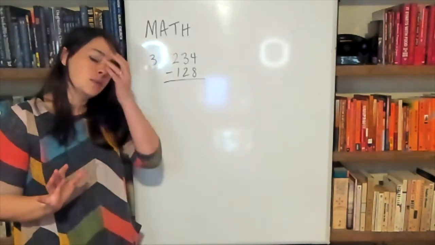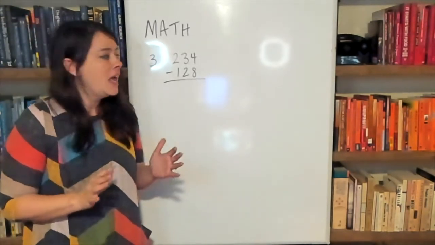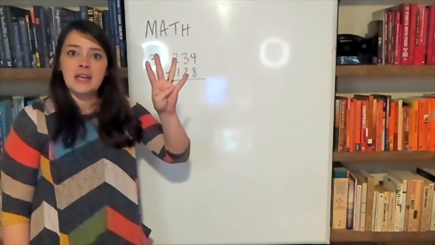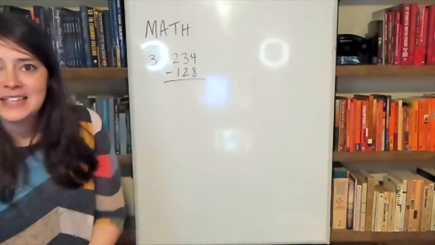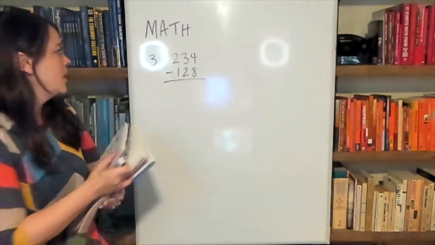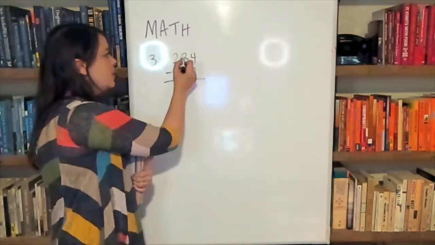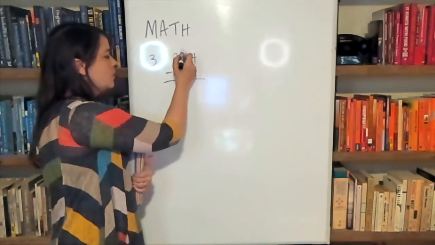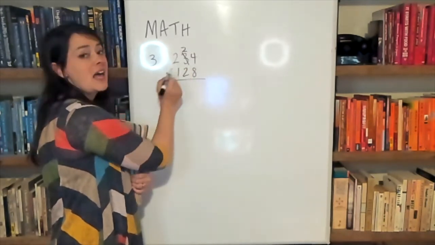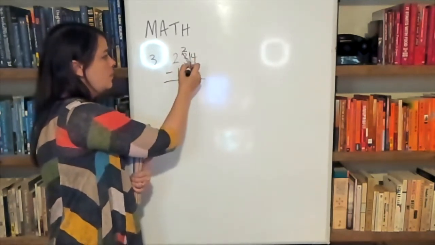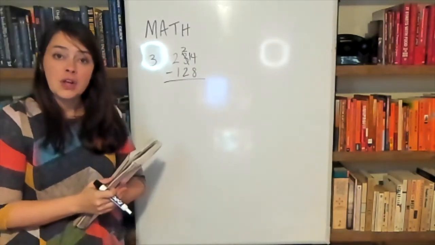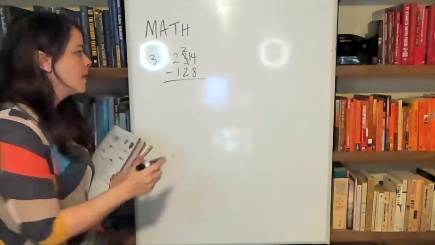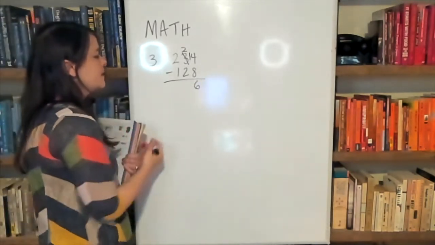You won't always need to rename, but sometimes you need to rename. And if you just look at something and think, well, can I take 8 away from that? You can't. Then you know you need to rename, okay? So let's go here to the tens place. We'll take 1 from here, which makes that 2. We'll put that one right here. Now 14 minus 8 we can solve, right? 14 minus 8 is 6.